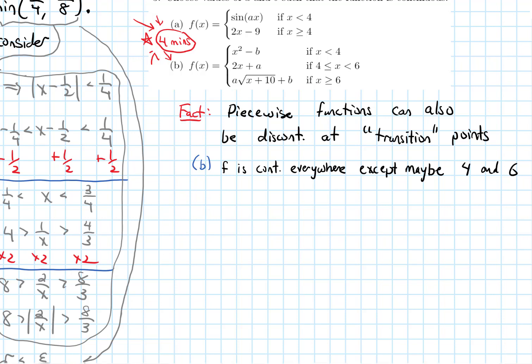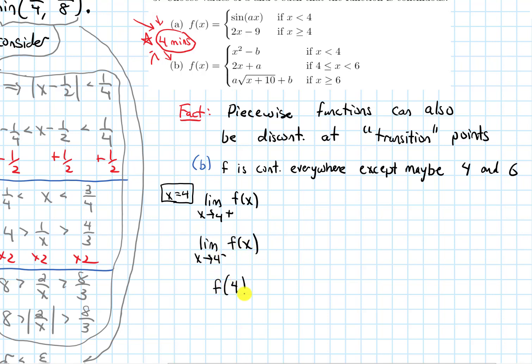Alrighty, so hopefully you paused it and tried this for about 4 minutes. Let's talk about x equals 4 first, and we'll make sure it's continuous there, and then we'll do the same thing for 6. At x equals 4, let's take the limit as x approaches 4 from the right of our function. We will also take the limit as x approaches 4 from the left of our function, and we also need to plug in 4 into our function. We need all three of these things to be the same for our function to be continuous.